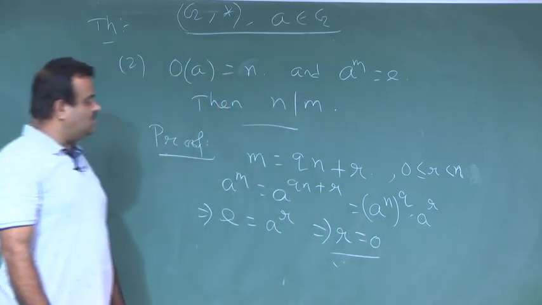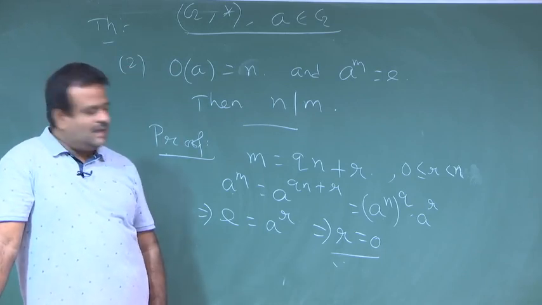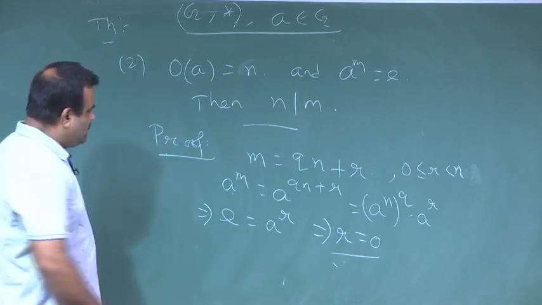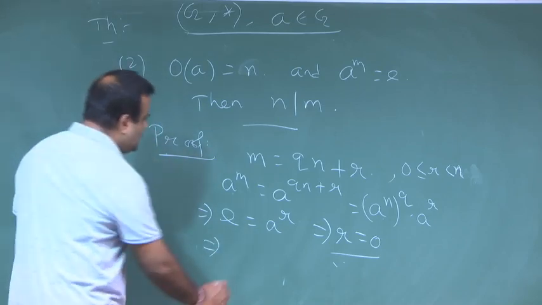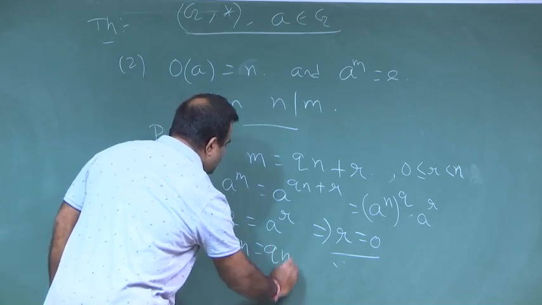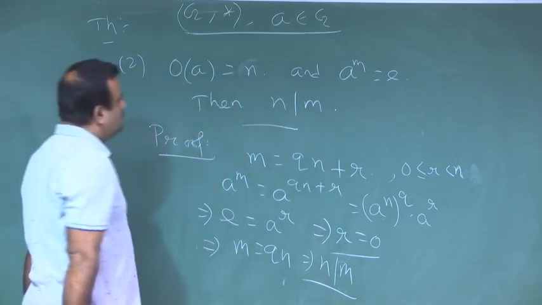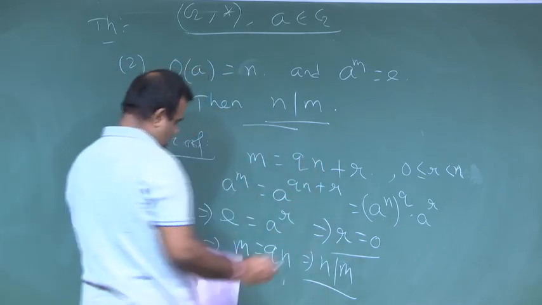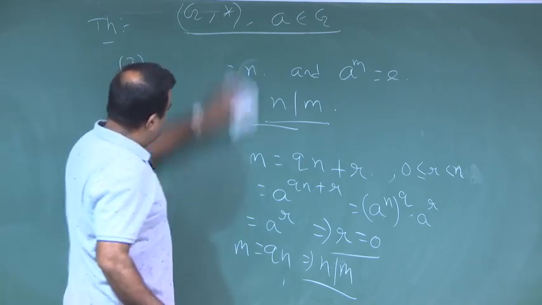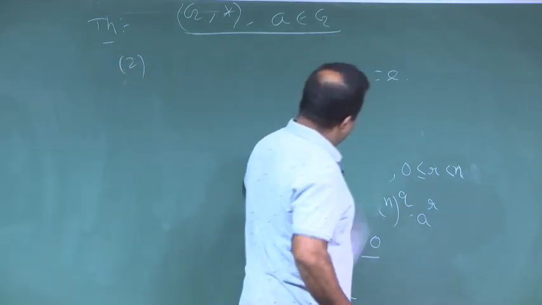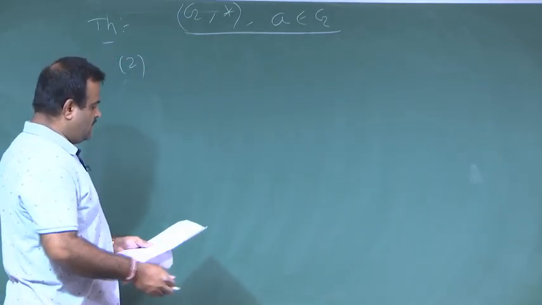Otherwise, if r is not 0, which is less than n, then r could be the order of the element a. So, this implies m is q n, so n divides m. This is one of the properties. Now, the next ones, we will quickly go through some of the properties. These we can verify easily.